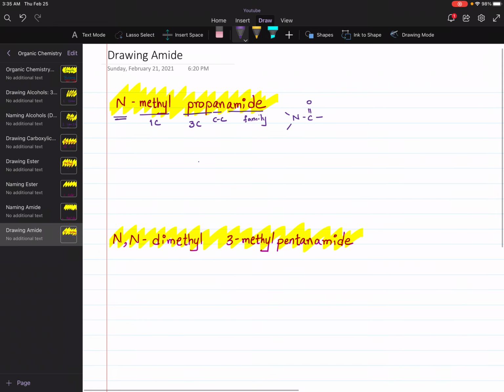So let's try to draw this compound. For prop, we'll have 3 carbons in a chain, 1, 2, 3. Because it's an amide, we will connect it to nitrogen, and the last carbon over here will have an oxygen. Now we have drawn the propanamide, missing the hydrogens, obviously, and now we are going to draw the N-methyl, so methyl on the nitrogen, CH3.